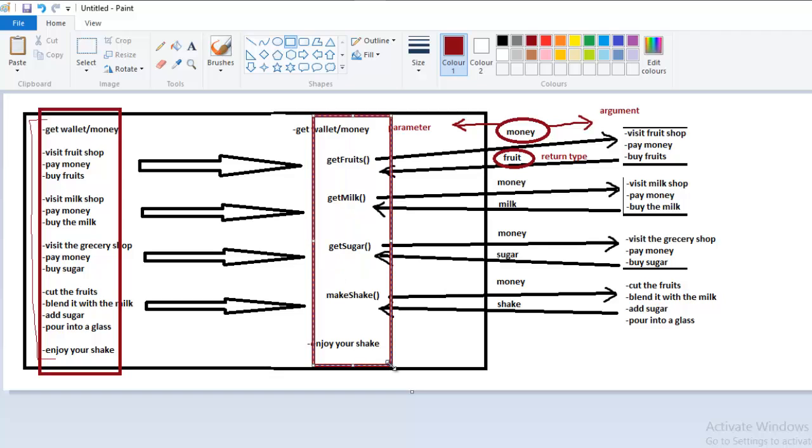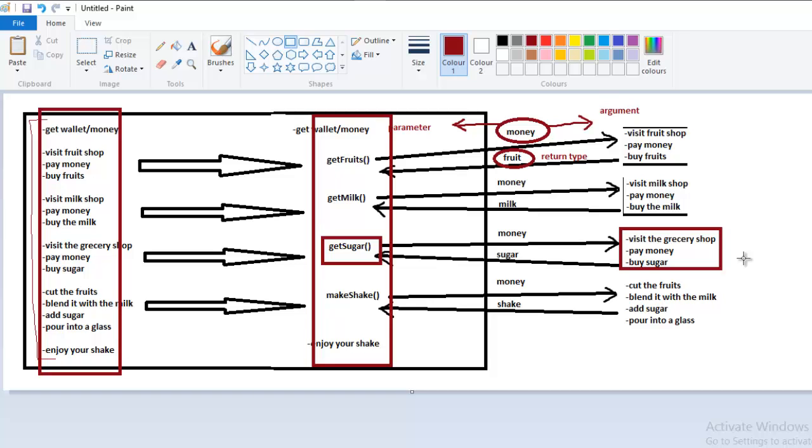So in this way, we know that if the shake is not sweet, there is some problem with the sugar, right? So we directly go to the code of sugar, and it leads us here, to the three lines of code. So instead of going through all these lines, we have minimized our effort to these three lines. This is the most important benefit of using a function.